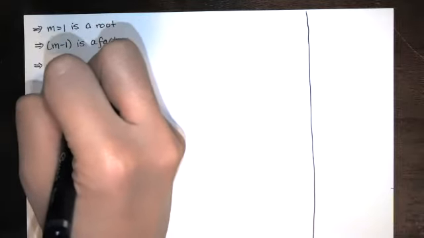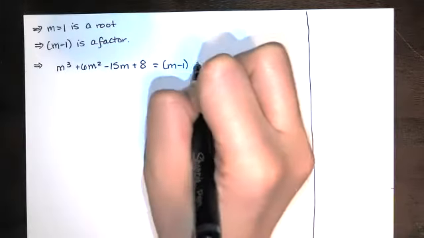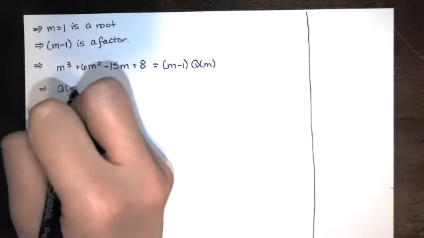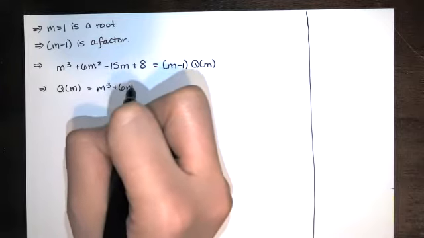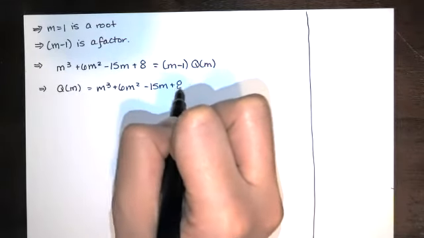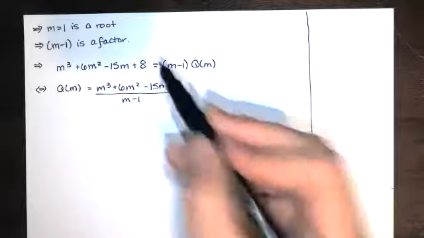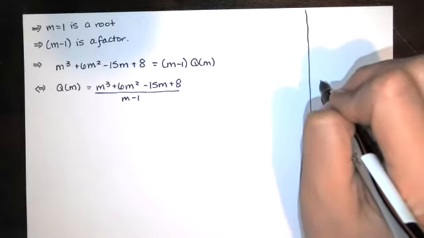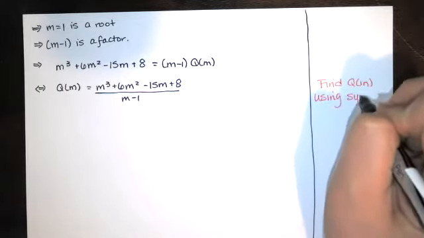And if m minus 1 is a factor, that means that m cubed plus 6m squared minus 15m plus 8 is equal to m minus 1 times some polynomial q. And that means that q can be found by just taking this equation and dividing by m minus 1. Okay, so we need to find q by doing this division. And I will use synthetic division for this.